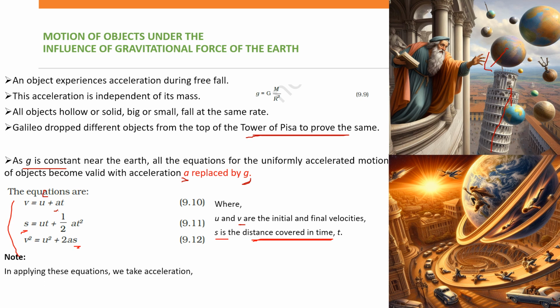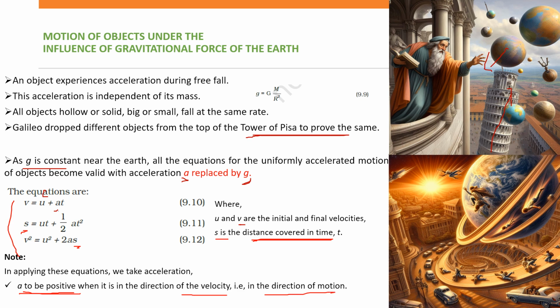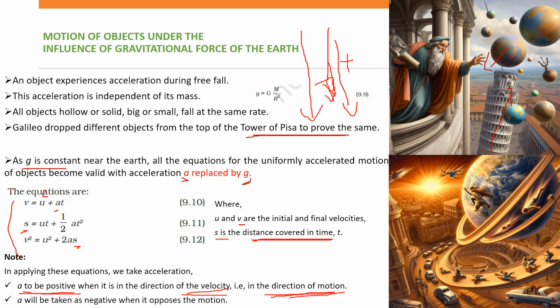Note, in applying these equations, we take acceleration a to be positive when it is in the direction of velocity, that is, in the direction of motion. Assume the body is moving this way and speeding up in this way, so I take this as positive. Sometimes a can be negative. a is taken as negative when it opposes the motion. Assume the body moves in this direction but the acceleration opposes it; we say it is negative.